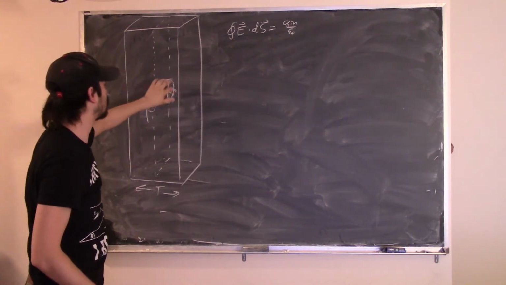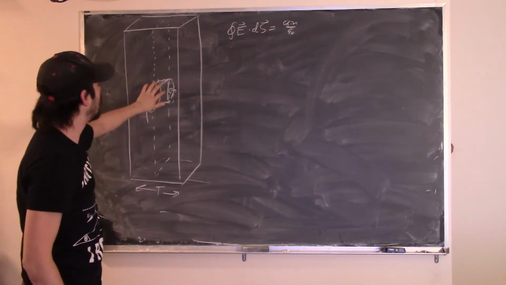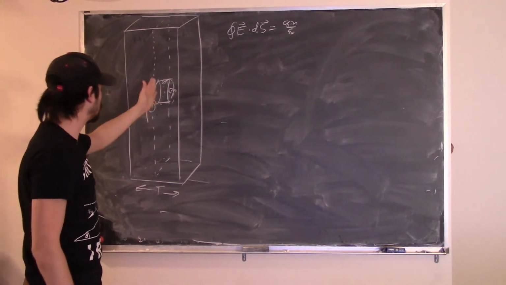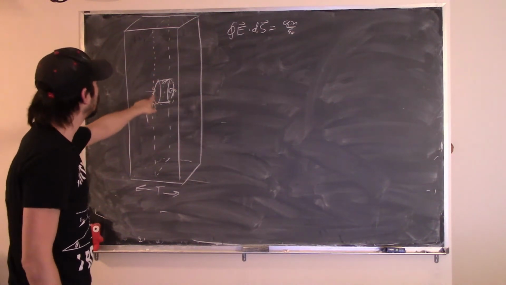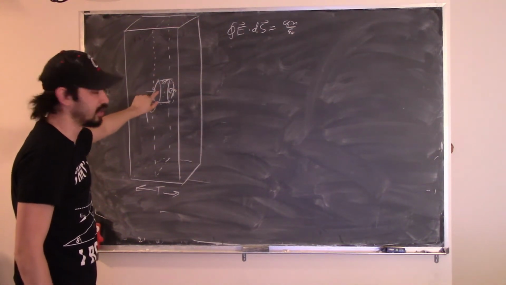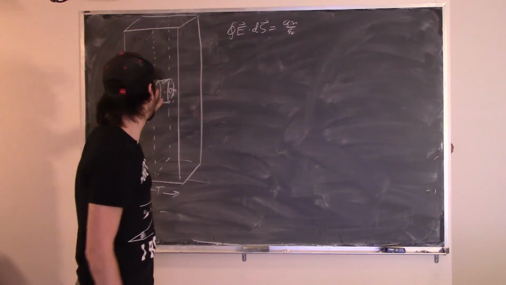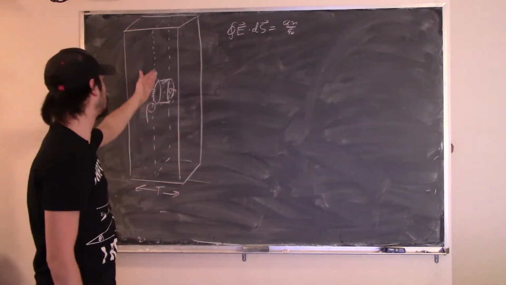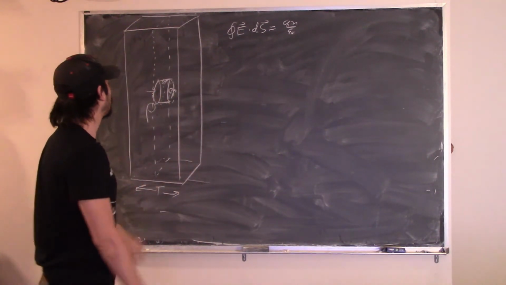So this is the left, the right, and then the sides. But the reason why I chose to put this exactly where I did is because the electric field at this point is going to be zero. The flux through this side is zero.